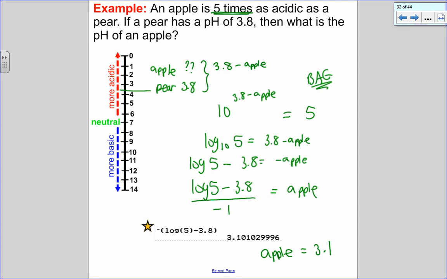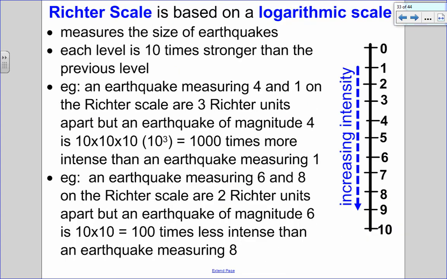Okay, so we're going to take this idea of log scales and we're going to move it to the Richter scale. The Richter scale is also based on the log scale. So Richter measures the size of earthquakes. So the same idea. Each change in the Richter scale of 1 unit represents a factor of 10 times the intensity.